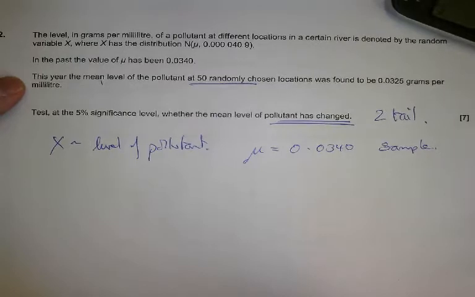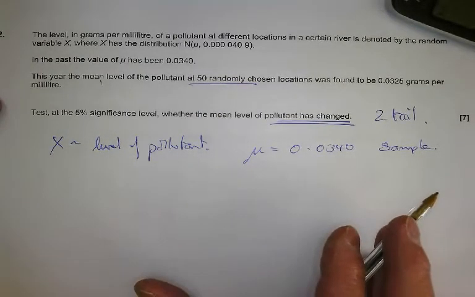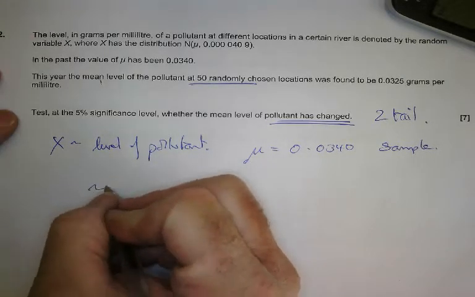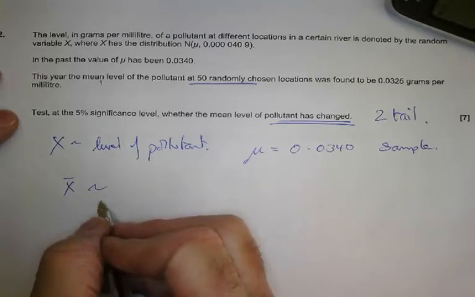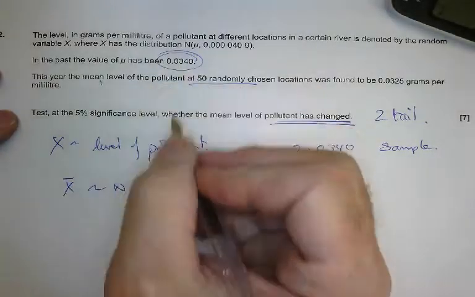Okay, and what's interesting now is this is a sample. We've got a sample set. So we need to set everything up. So my normal distribution is going to be x bar because it's a sample, and the mean is not affected by it, and we're using the established old mean here.